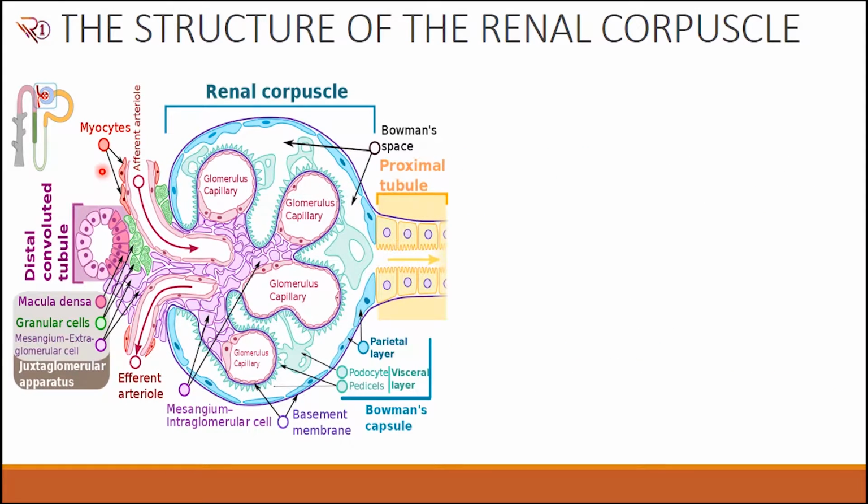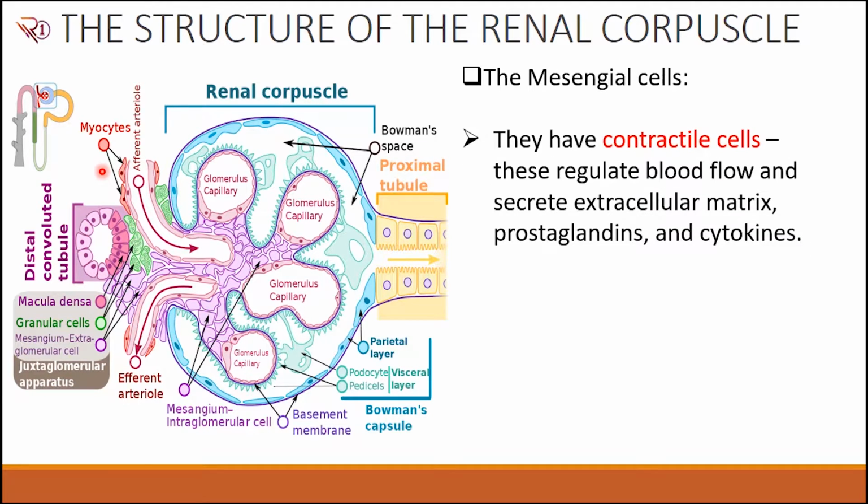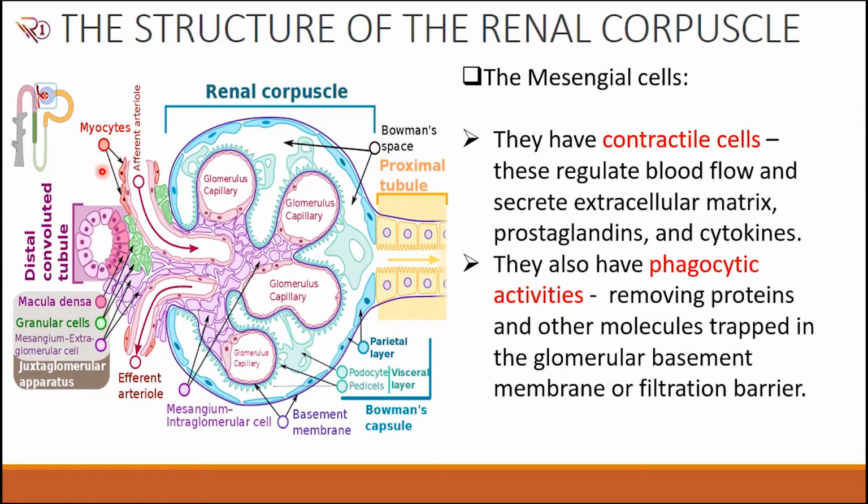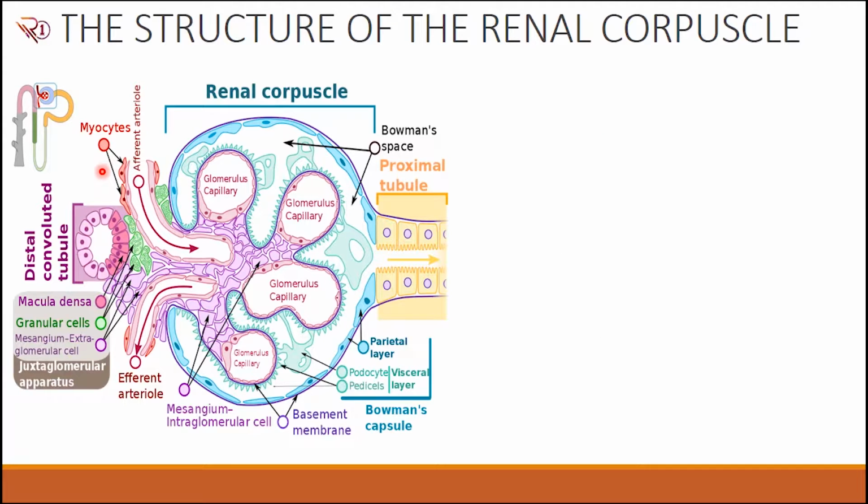So still on it, let's now talk about the mesangial cells. These mesangial cells have what we call the contractile cells, which help to regulate blood flow and secrete extracellular matrix, prostaglandins, and cytokines. They also have phagocytic activities, which help to remove proteins and other molecules that are trapped in the glomerular basement membrane or the filtration barrier.